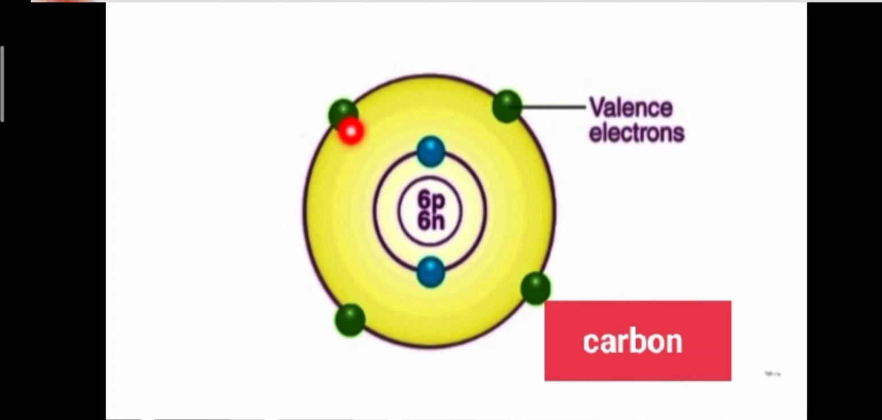This is the structure of the carbon atom. Carbon contains 6 electrons. So its electronic configuration is 1s2, that is K2, L4. So the valency of carbon is 4 because it requires 4 more electrons to complete its octet, that is 8 electrons in the outermost shell.